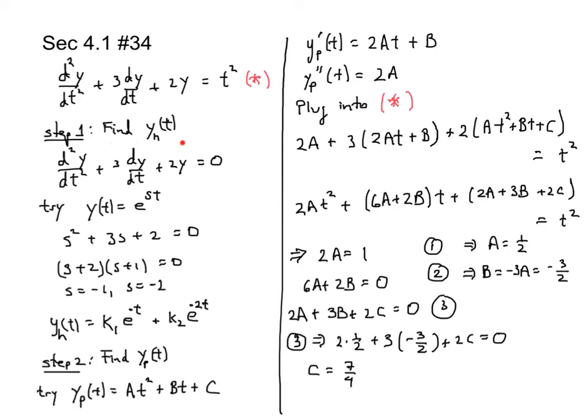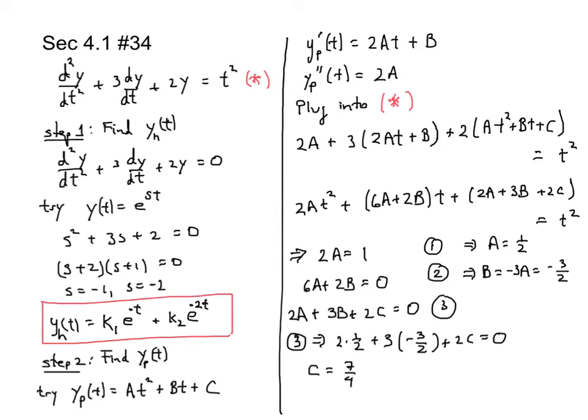Step 1, we find the solution of our homogeneous problem. We're trying a solution of the form e to the st. We take the second derivative and first derivative, plug it into our associated homogeneous problem, and we get our characteristic polynomial, which factors to give us two values of s, -1 and -2. We therefore have our solution of our homogeneous problem written this way.